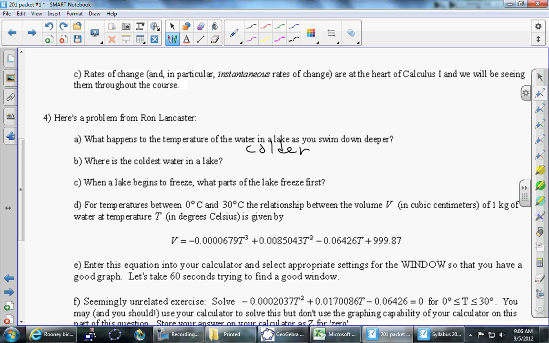There were times when I would swim and I would just kind of try to keep my legs up real high because I didn't want my tootsies to get cold. All right, so we agree the cold water is down at the bottom. So where's the coldest water? Probably really at the bottom, right? Okay, so if it gets colder as you go down, then the coldest water is at the bottom. That makes sense. Let's go to Andy for C.